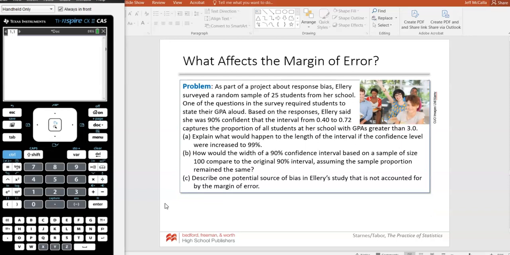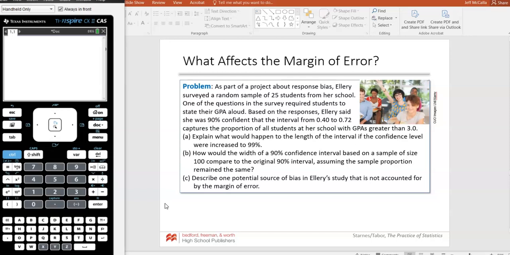Okay, part of a project about response bias. Ellery surveyed a random sample of 25 students from her school. One of the questions in the survey required students to state their GPA aloud. Based on the responses, Ellery said that she was 90% confident the interval from 0.4 to 0.72 captures the proportion of all students at her school with GPAs greater than 3.0. Explain what would happen to the length of the interval if the confidence level were to increase to 99% confident.